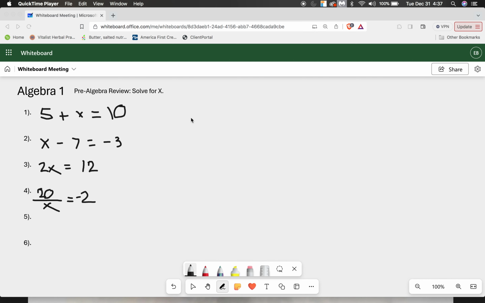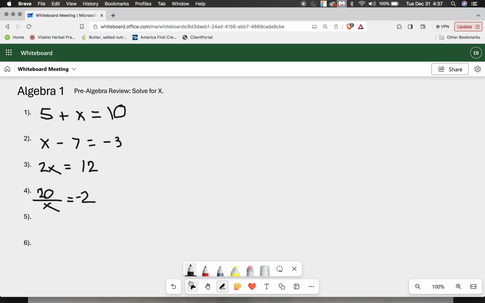Let's do a quick review on solving for x. Now, solving for x is, I want to say, the basis of algebra. A lot of what we're going to do for the rest of the semester will involve x in some way and trying to figure out what x is. So let's start with just some very basic examples of this.